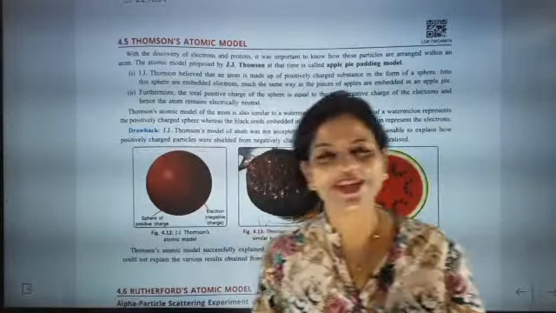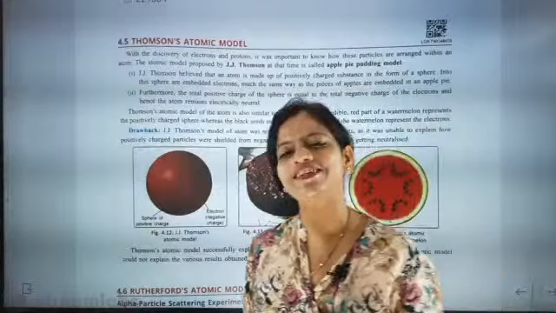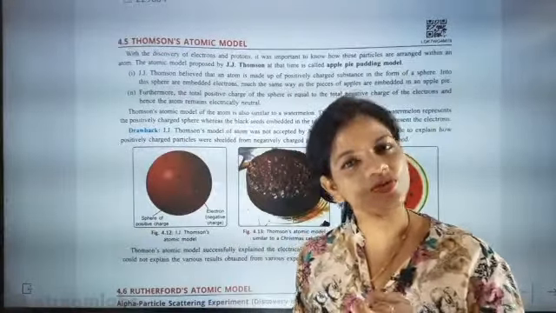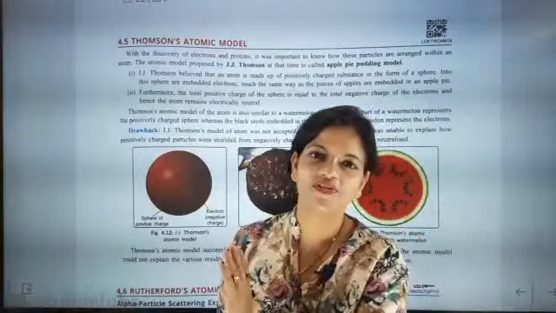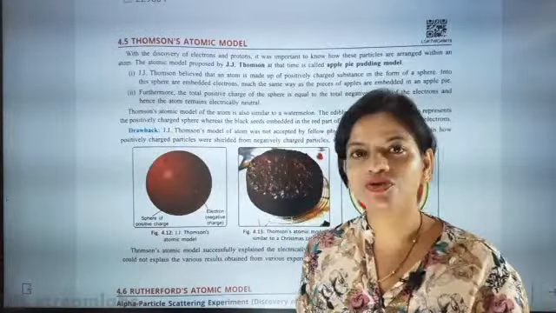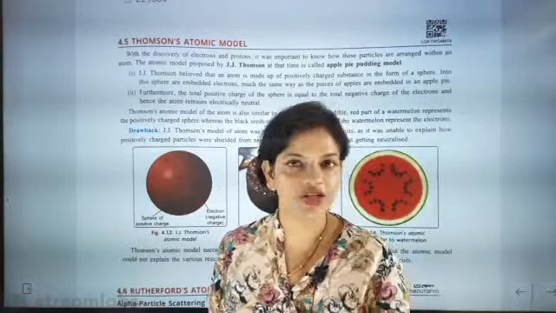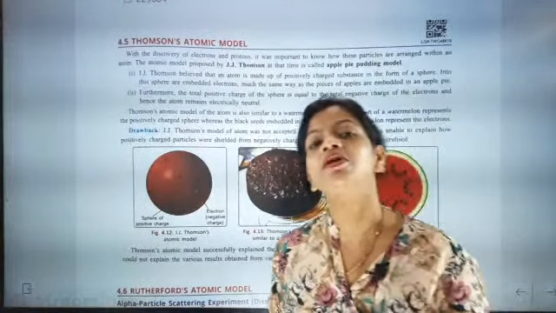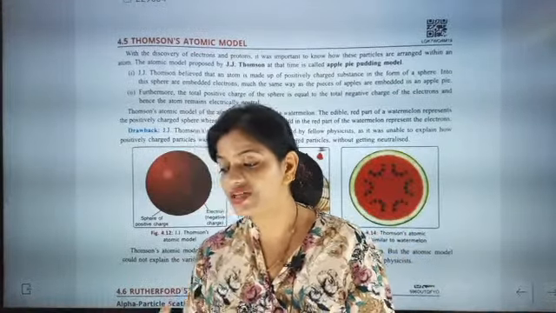I'm just laughing because his concept was exactly correct, but it was not well presented. Concept correct means I'm not telling that this is the structure of atom. He understood the concept of electrical neutrality, meaning number of positive charge equals number of negative charge, but he failed to present it properly.